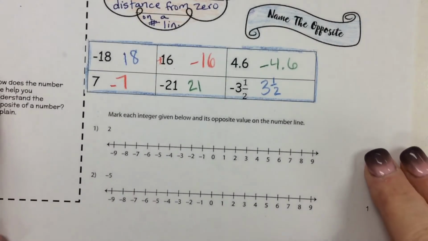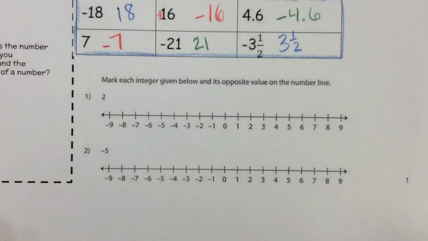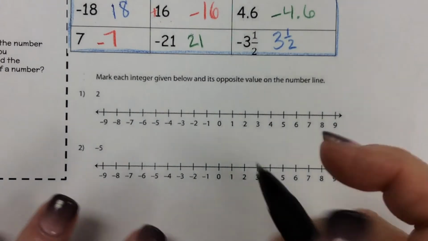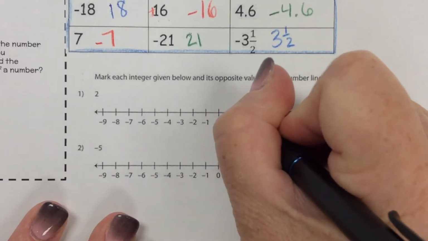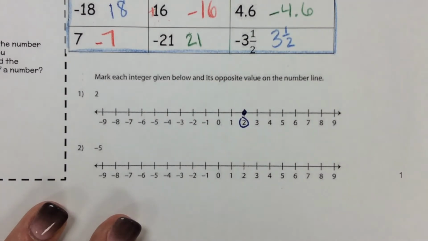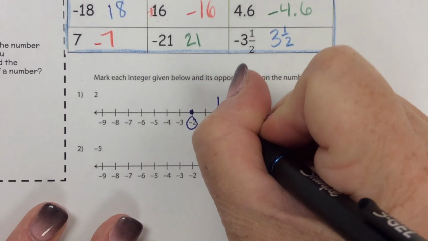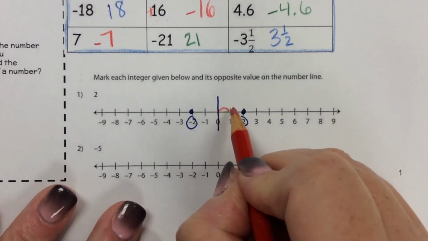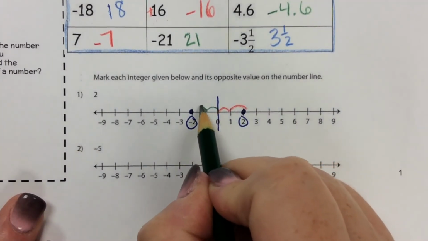Next, we're going to mark the number and its opposite. We're going to show the number and its opposite. So, we're going to mark the number 2 on here. Let me get my pen that's a little bolder. Where is a 2? Right here. Now, what is the opposite of 2? Negative 2. I'm going to do 2 different colors so it shows that this one is 2 spaces from 0, and this one is 2 spaces from 0.